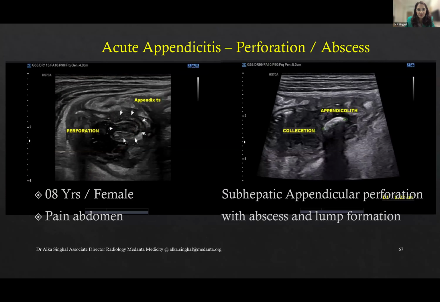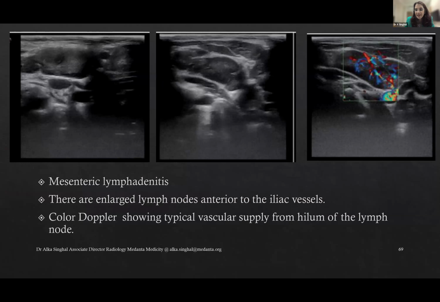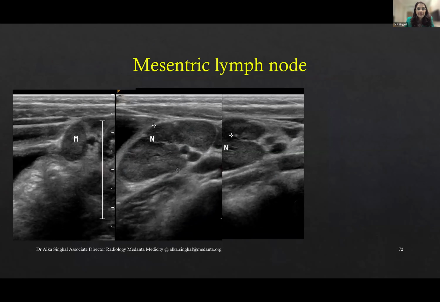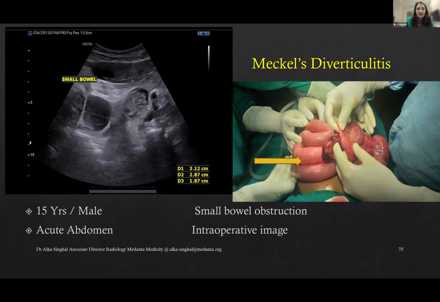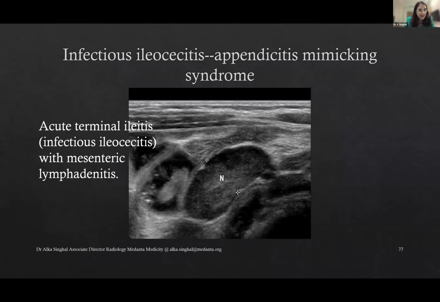Now, another case of perforation and a lump. You can see a heterogeneous hypoechoic mass with, of course, some vascularity. Associated findings we discussed, we can have eccentric lymph nodes, inflammatory lymph nodes, and then you can also have diverticulitis and infectious ileocolitis and other syndromes, right?